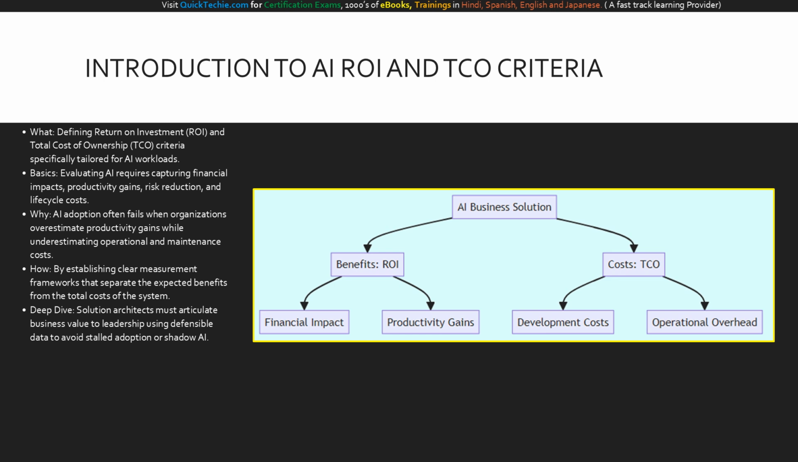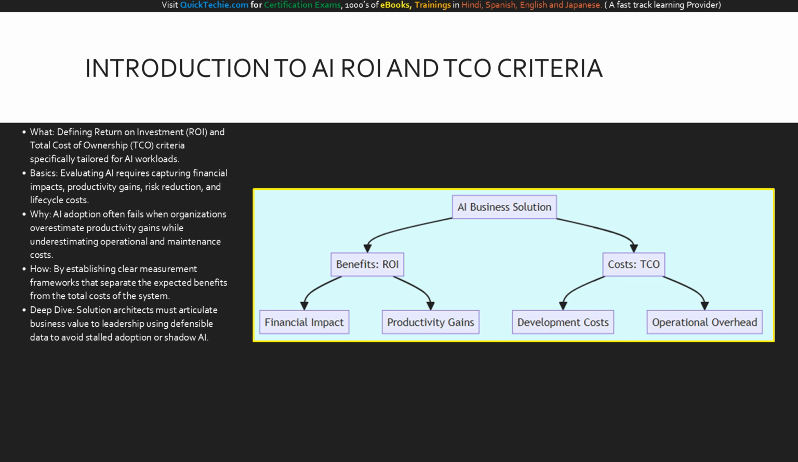Let's take a look at the flowchart on your screen, which illustrates the fundamental split in our evaluation strategy. At the top, we start with the AI business solution. To properly evaluate this solution, the diagram branches into two distinct, equally important pathways. On the left, we must measure the benefits, which form our ROI. This includes tangible outcomes like financial impact and productivity gains.